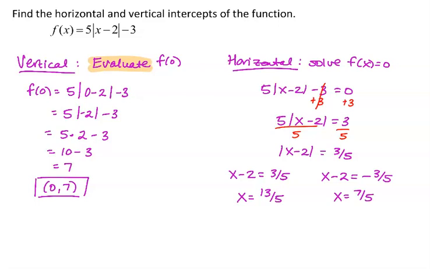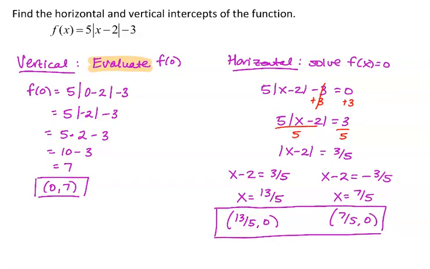But again, these are ordered pairs because these are points on the graph. So these are telling us the inputs that give us an output of 0. So 13/5 is telling us the point (13/5, 0). 7/5 is the point (7/5, 0). So these are the 2 points on the graph where it intersects our horizontal or our x-axis.